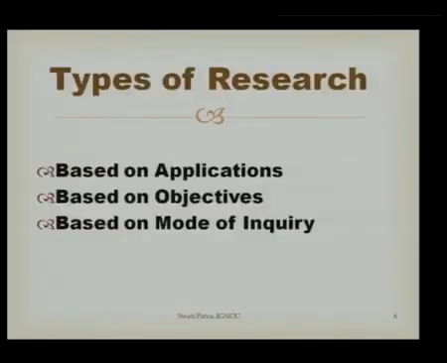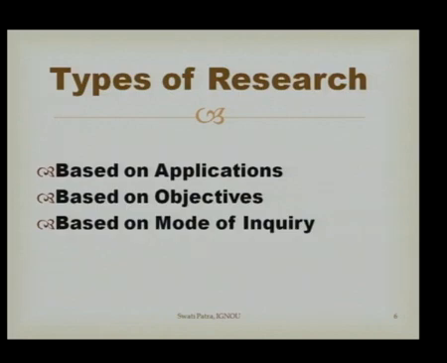Okay. Now, in the context of describing the why of research, we can focus on the different types of research. Okay, because when we talk about research, let us know what the different types of research are. Mainly, based on applications, we can divide research into two types, then based on the objectives, we can have four types of research, and finally based on the mode of inquiry, we can have three types of research. Now let us discuss each of these one by one.